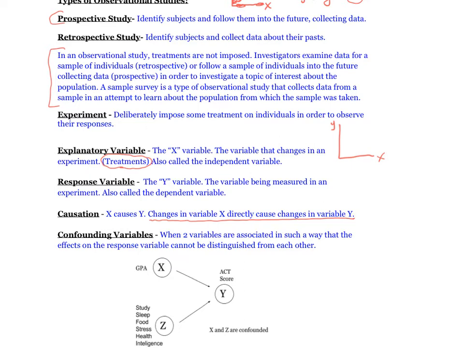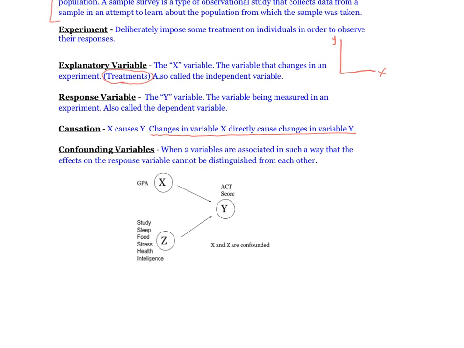And we have to be careful for confounding variables. Okay, we're hoping to say that one variable causes something else, but sometimes there's other variables that might be the actual cause. And when we get confused or we can't tell which variable is causing it, we say we have confounding variables. So when two variables are associated in such a way that the effects on the response variable cannot be distinguished from each other.